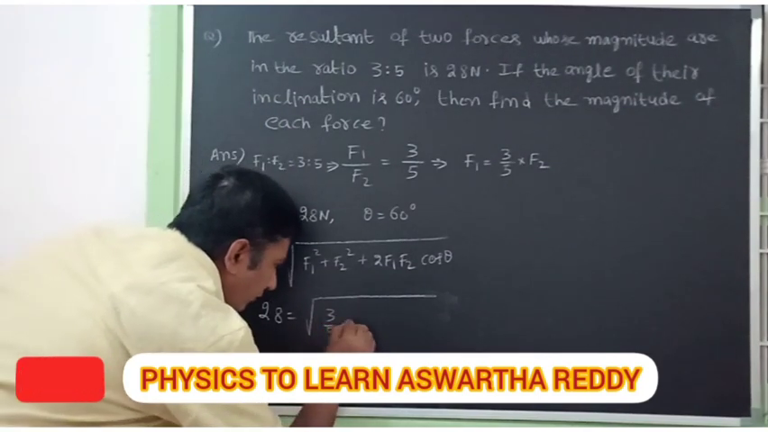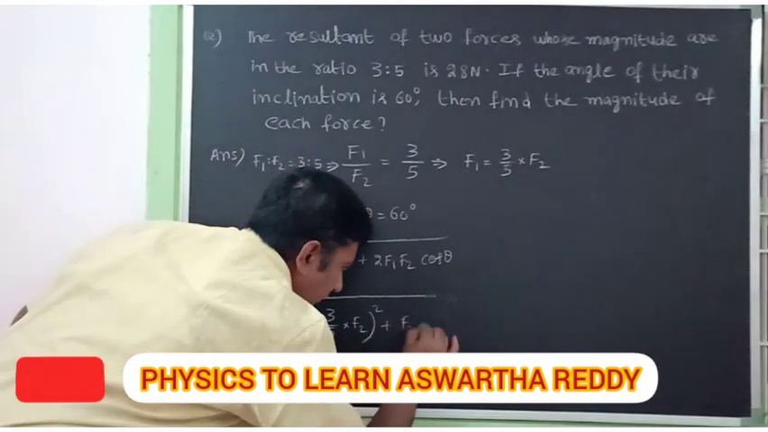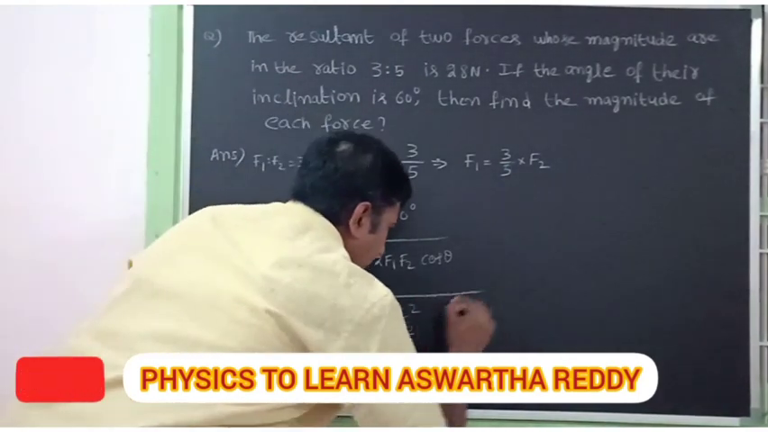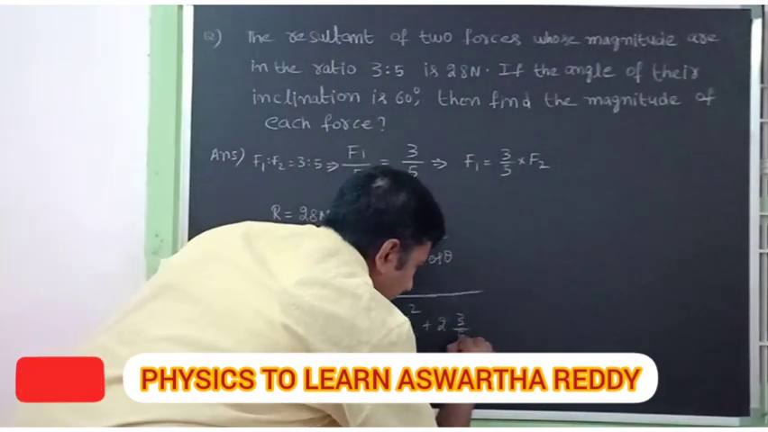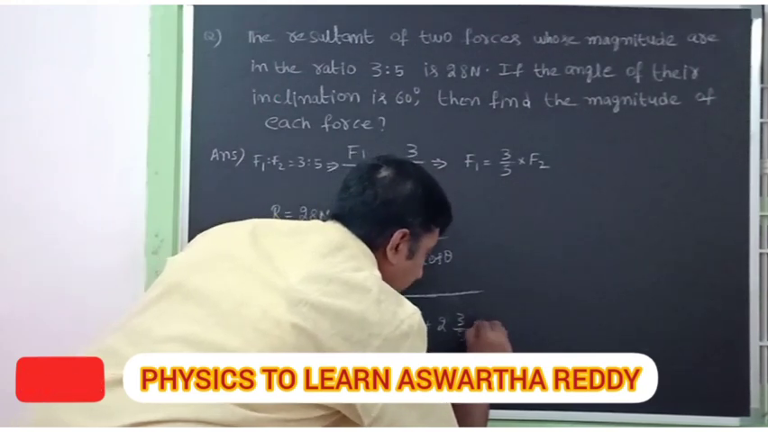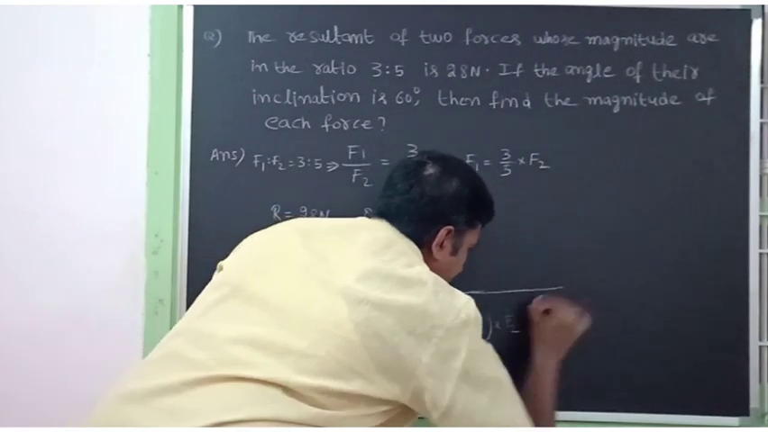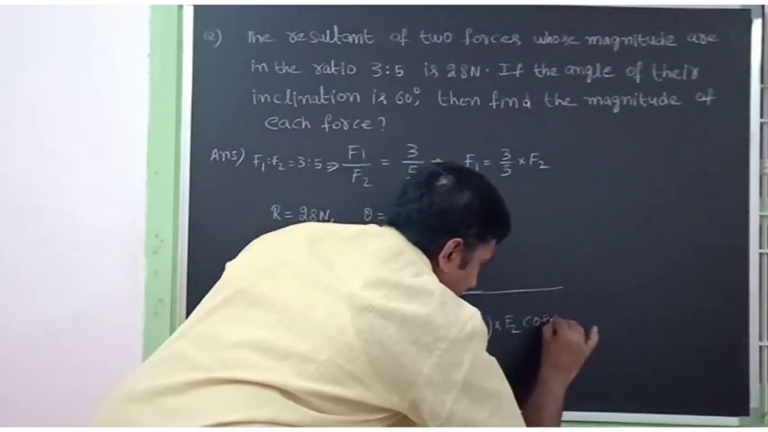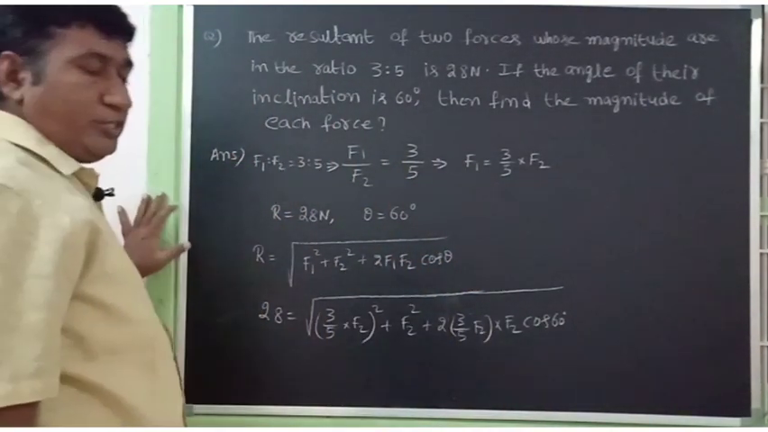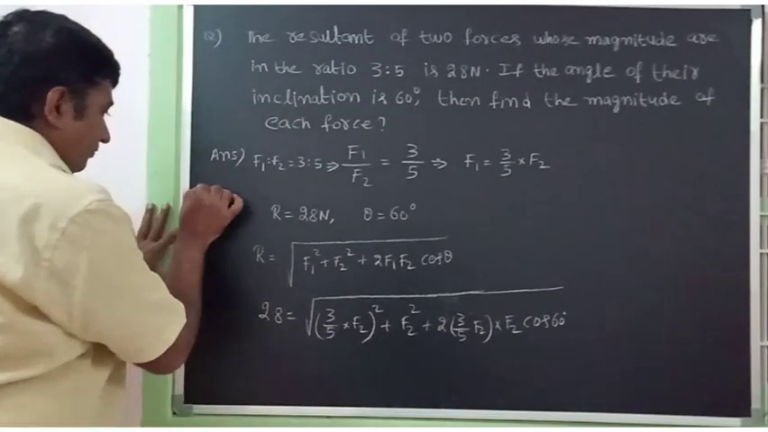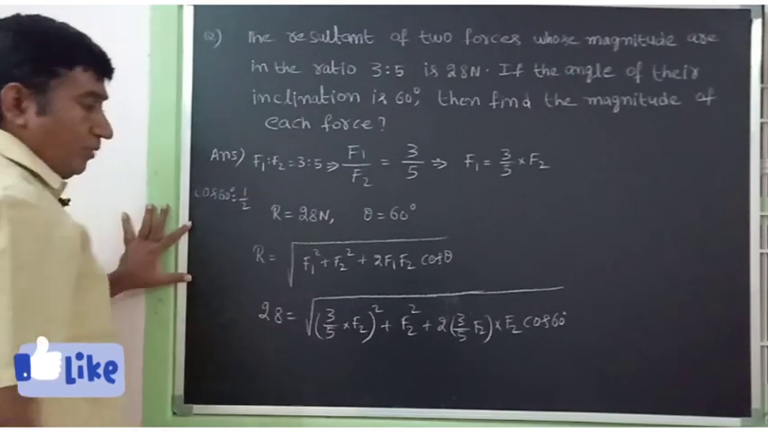So, 3 by 5 into F2 whole square plus F2 square plus 2 into F1, which is 3 by 5 into F2, cos 60 degrees. So what is the value of cos 60? Cos 60 degrees is equal to 1 by 2.